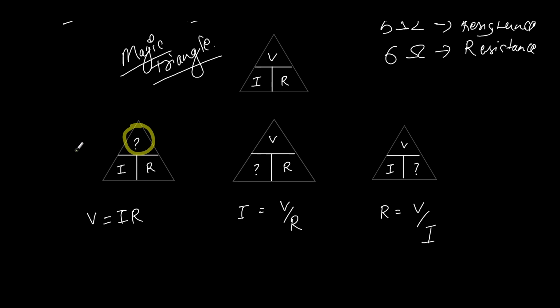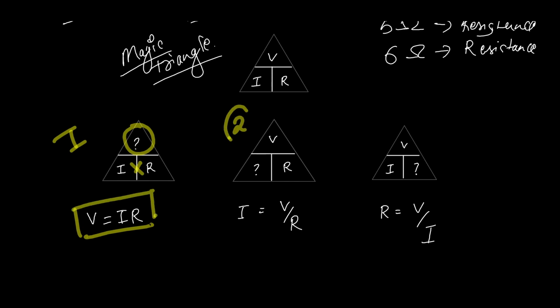Say, for example, in this first case the voltage is missing, so voltage will be I times R. This gives you the first equation. See how simple it became. If you do not know V, you simply multiply I and R, and you get voltage.